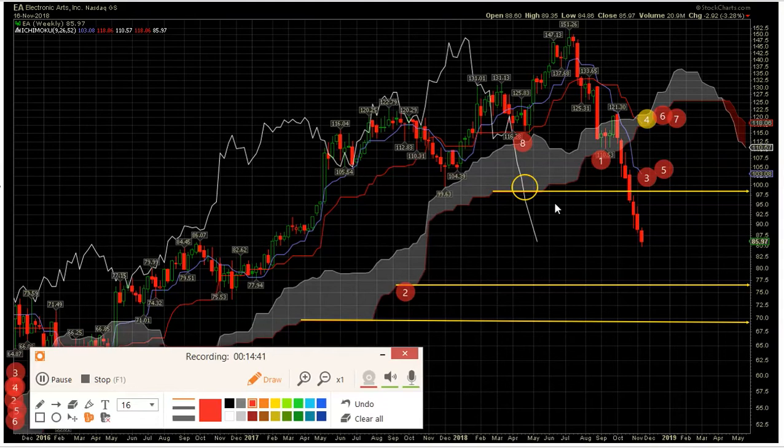Is it trading under the Kumo? Also a bearish indicator. And the 10th item is what is the future of the Chikou span. The Chikou span needs to be in open space, and look at that.